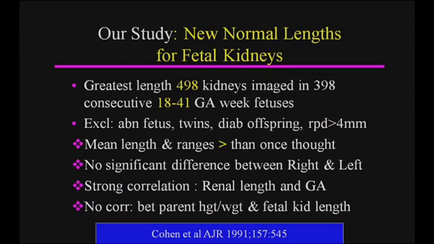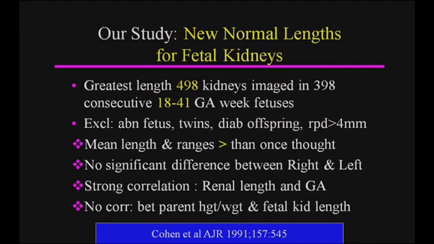We excluded twins. We excluded the offspring of a diabetic mother who might have a larger than normal kidney. And we excluded anyone with renal pelvic diameter measurements of greater than 4 millimeters. Despite the fact that up to 10 millimeters can be physiologic, we didn't want a falsely enlarged renal length based upon dilation of the renal pelvis, despite the fact that it may be physiologic.